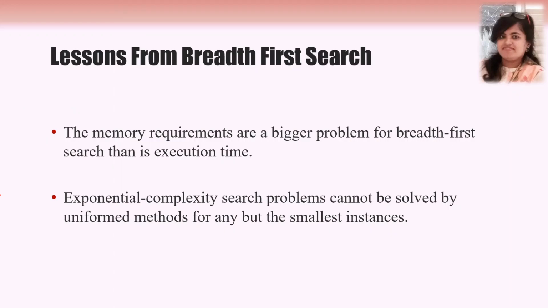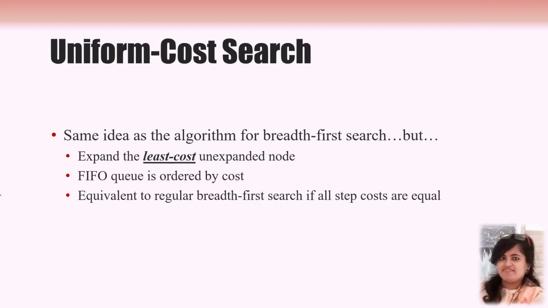So what we have learned from the BFS technique is that the memory requirements are a bigger problem for breadth first search than the execution time. And an exponential complexity search problem, that is, where the search problems are increasing in an exponential way, cannot be solved by uninformed methods for any but the smallest instances. So if the tree is a smaller one, we can solve it using the uninformed method. But if it is an exponentially growing tree, it will be difficult to solve using BFS.